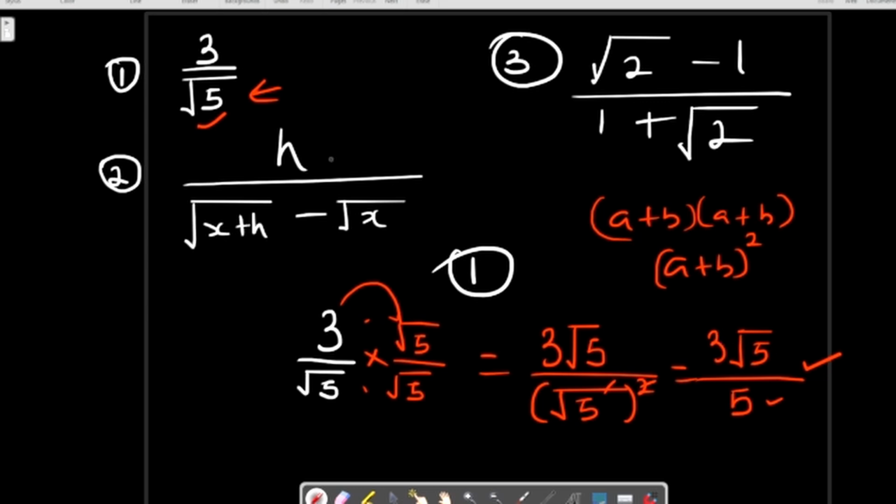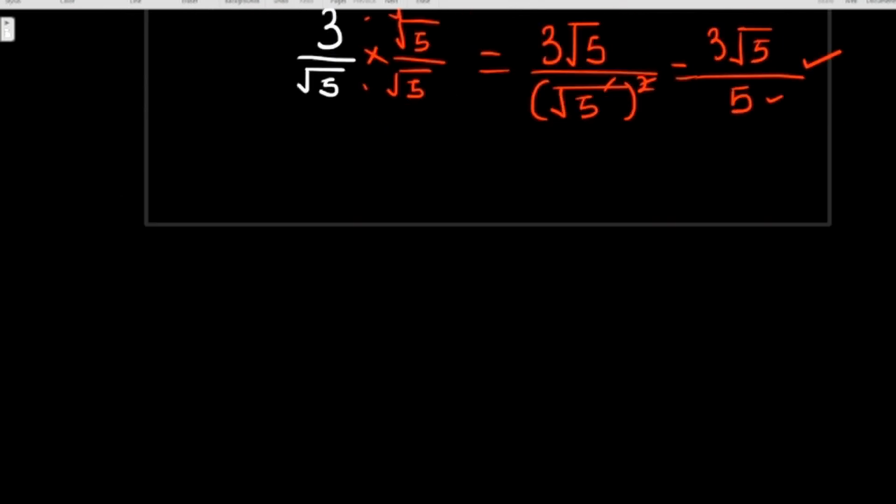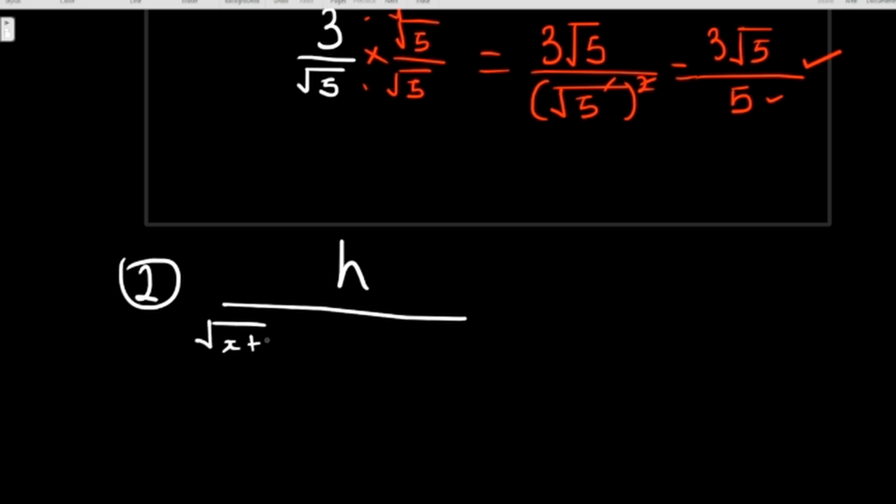Let's go ahead and answer the second question here, which is more complicated because there are 2 terms, or there are 2 square roots at the denominator. Let's see how we can answer this question. Hence, we're going to have our number 2. Let me copy down the question again. Our number 2 here says h all over the square root of x plus h minus the square root of x.